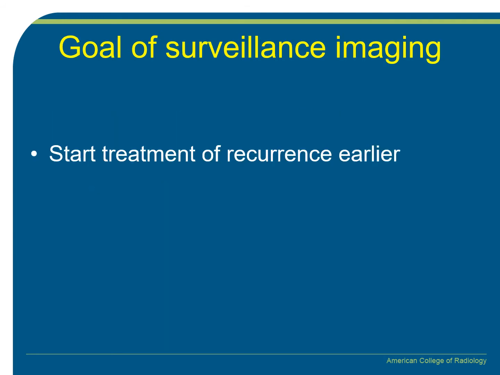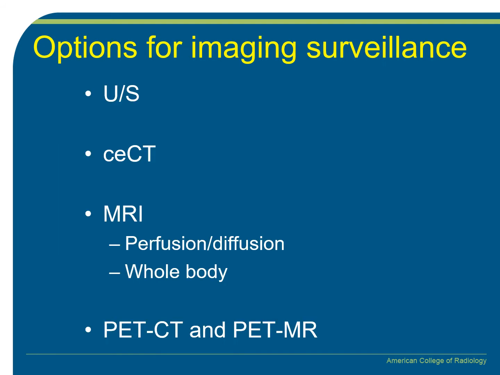Why do we bother with surveillance imaging? We want to be able to start treatment of recurrence earlier, before there's even clinical evidence of disease. We believe that by starting our treatments earlier, we reduce morbidity and reduce mortality in these patients. It's not proven scientifically, but we believe that to be the case.